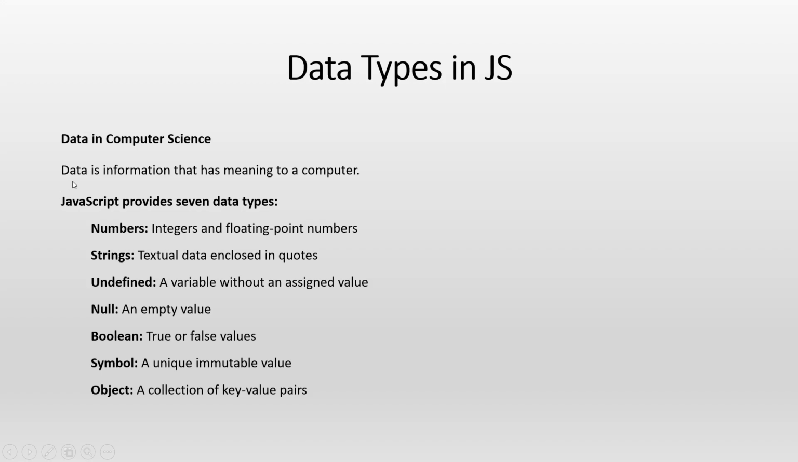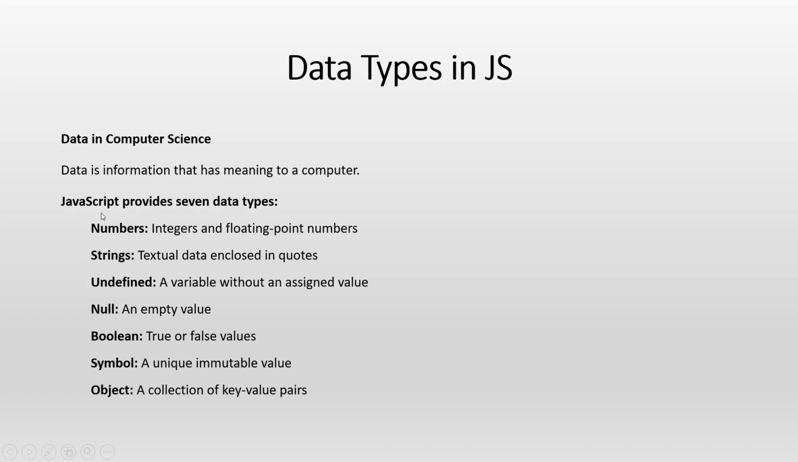Let us understand. Data is the information that has meaning to the computer. The way I am explaining to you guys, like I'm teaching you right now, in a similar way, this computer also has some data. The data is information that has meaning to the computer. I hope everyone understood the definition.